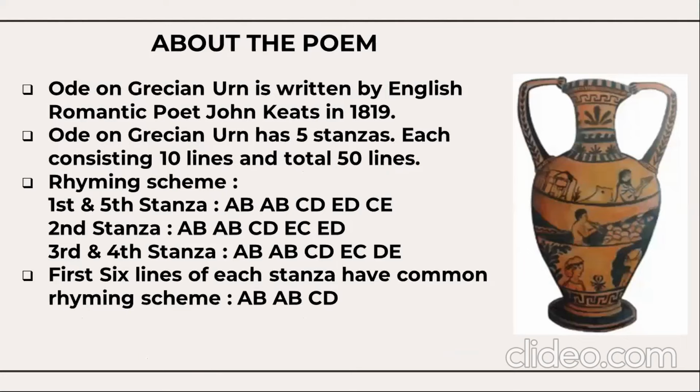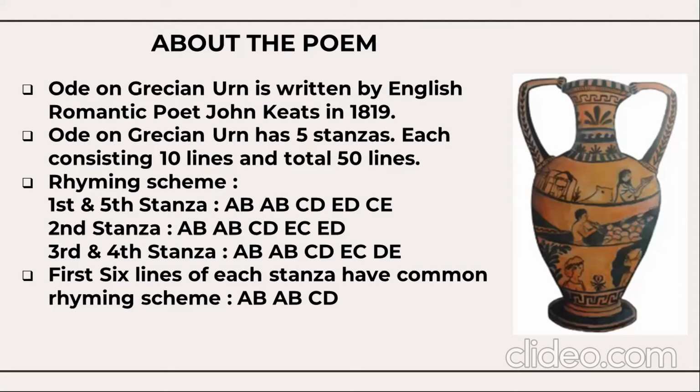Ode on a Grecian Urn is written by the famous English Romantic poet John Keats in 1819. In which year? It was composed in 1819. And this poem has 5 stanzas. Each stanza has 10 lines, and the whole poem has 50 lines in total.